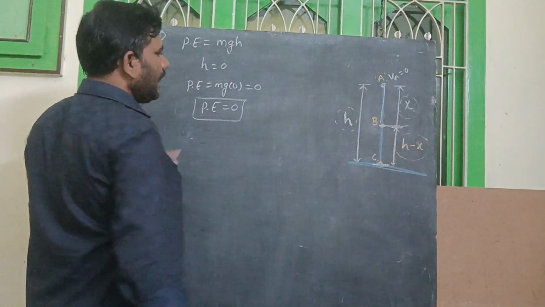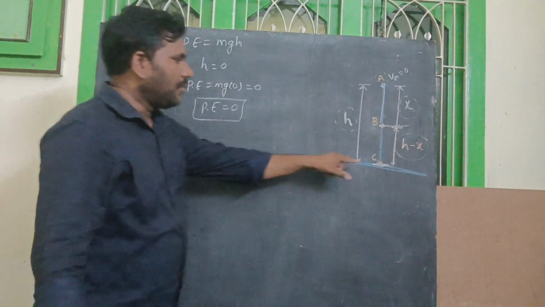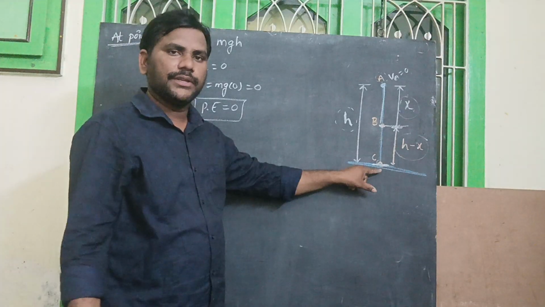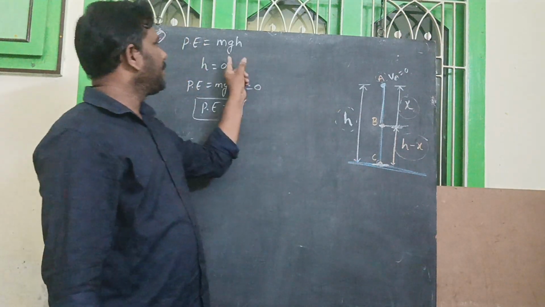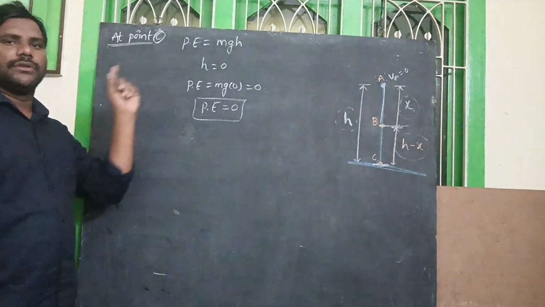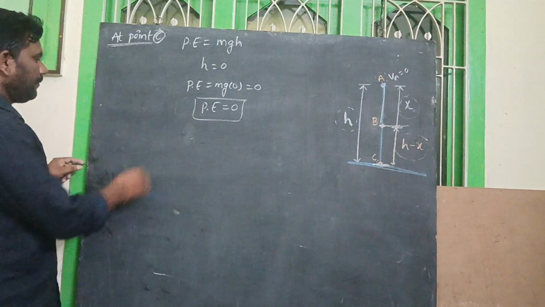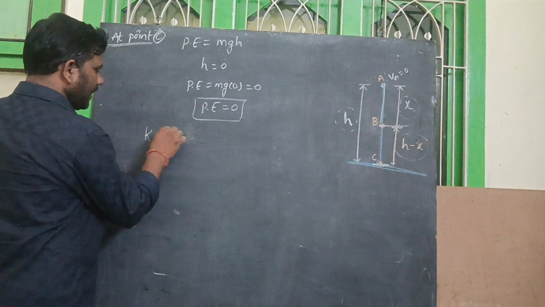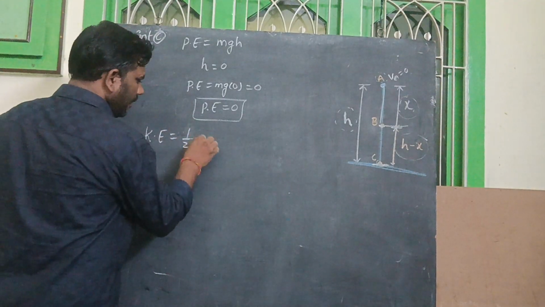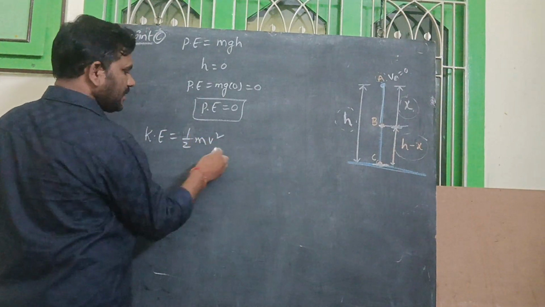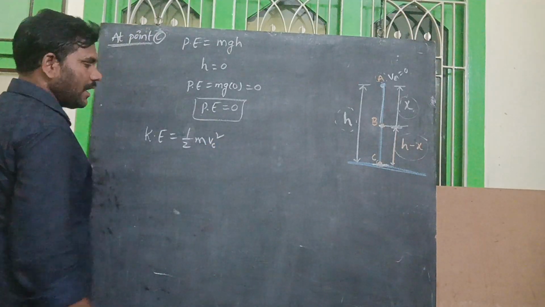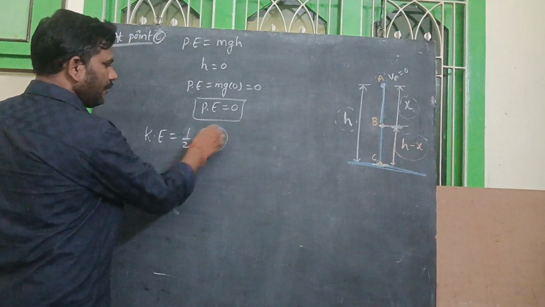So why is the h value 0? The body reached the ground, then there is no height. Then the h value is 0 automatically. So obviously potential energy is 0. Then kinetic energy is equal to half m v square. At point C we can write vc square. So here we can find out the vc square.